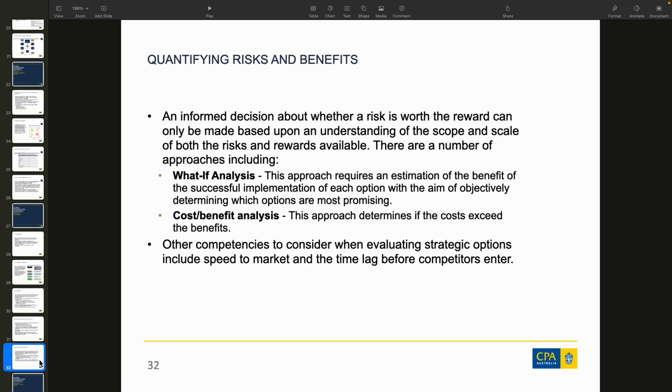The next one you have, quantifying risk and benefit. So remember, stress testing, you all know what it is, right? For example, what if there's a war? Okay, fine. How much do all the variables change? How does it impact the company's profit and loss? Okay, what if the palm oil industry got problem? Then you look at all your business. For a bank, they see how much exposure of loan to palm oil. Then they see whether the palm oil people can pay or not, whether there's a risk or not. That's all they're looking at. That's called stress testing. An informed decision about whether a risk is worth the reward can only be made based on understanding the scope and scale of risk and rewards.